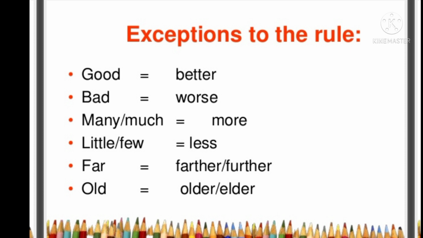But there are exceptions to both rules. For example, these words are not formed based on er or more. Good, its comparative degree is totally different from its positive degree. It's better. Bad, worse. Many and much, more. Little and few, less. Far, farther or further. Old, when it refers to a thing, is older, and when it refers to persons, is elder. So these are exceptions. There are many more words which have these exceptions.